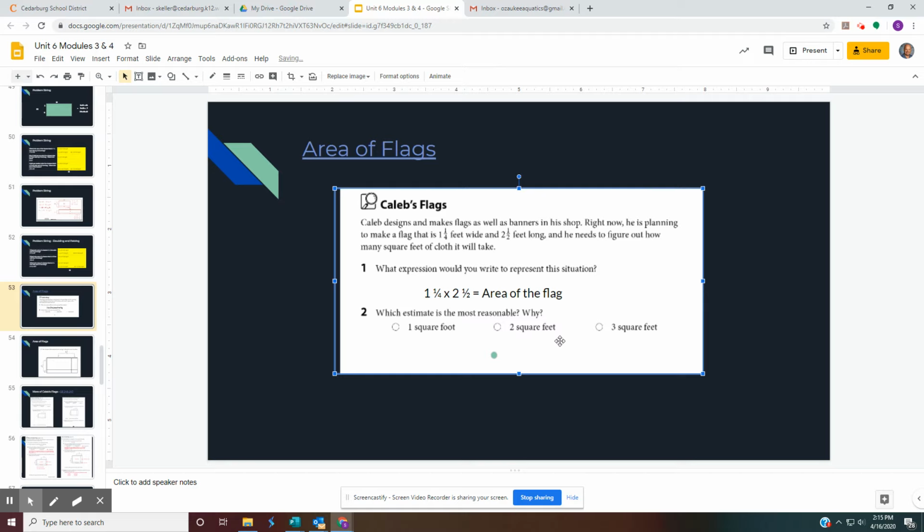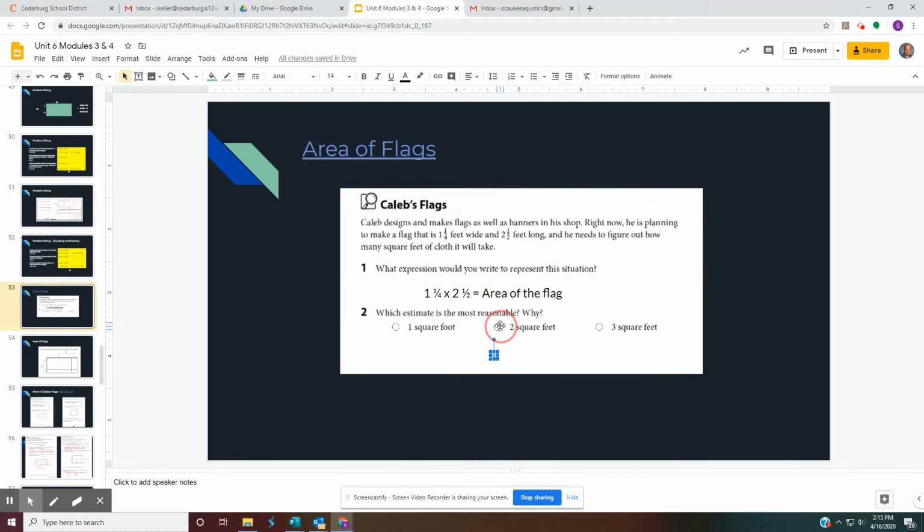You don't have to figure that out now. We're going to be doing that later. But it's always good for us to figure out an estimate, because an estimate is going to let us know whether or not we're in the ballpark, whether or not we're going to be close to our answer or away. Which one of those three answer choices would be the most appropriate for this problem? Is it 1 square foot, 2 square feet, or 3 square feet?